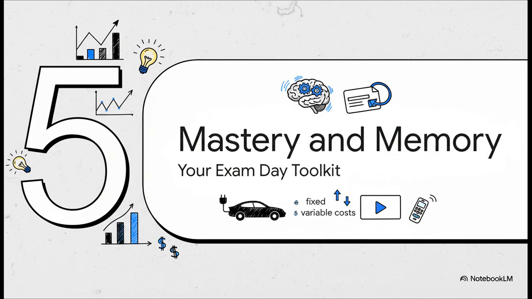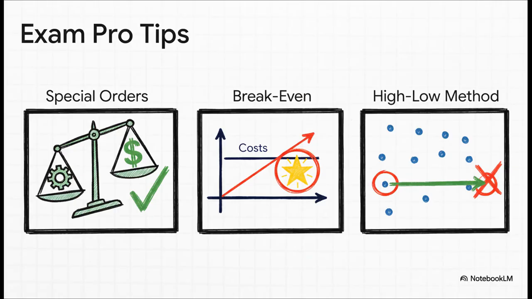Okay, let's bring it all home. This is your exam day toolkit, the shortcuts and the one simple memory hook you need to walk into that test with total confidence. Here are the pro tips. Special orders. If you have extra capacity, the decision is easy. As long as the price they offer is more than your variable cost, you take it. Break-even point. Remember, you're just trying to cover your fixed costs, so you just divide your fixed costs by your contribution margin per unit. And one last time on the high-low method. Always use the highest and lowest activity levels, not the cost levels. It's the most common trap.